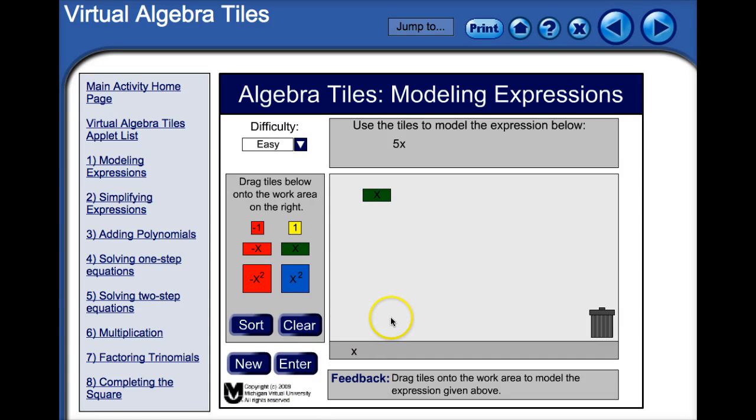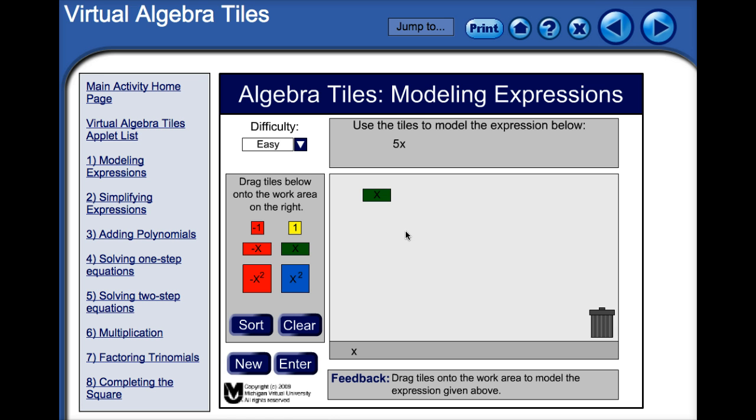Today we were using algebra tiles to model polynomials, and they're good for modeling, and they're also really good when we start to simplify or collect like terms with polynomials or add and subtract polynomials together. So here I'm using a virtual algebra tile site, and I'll share the link to that site so that you can practice doing this yourself.